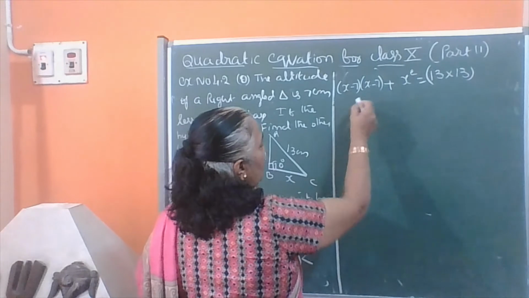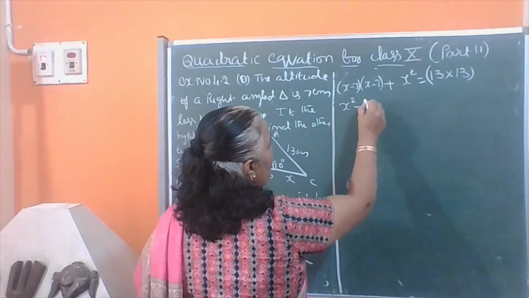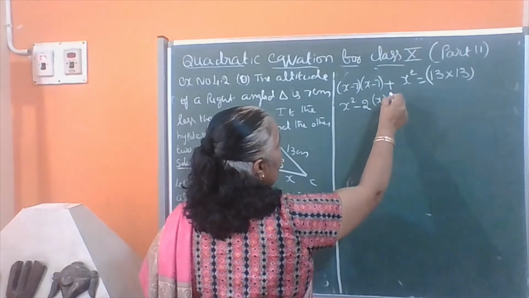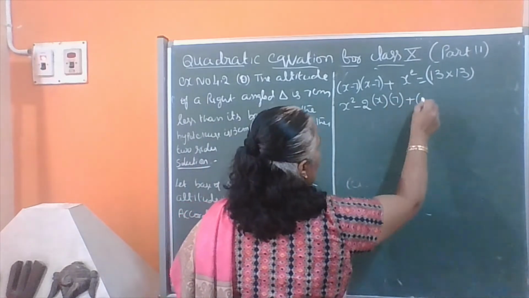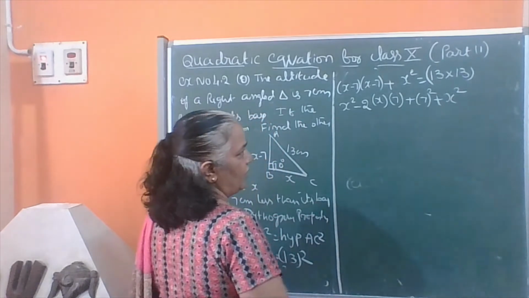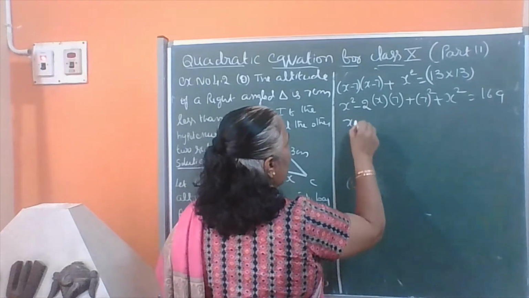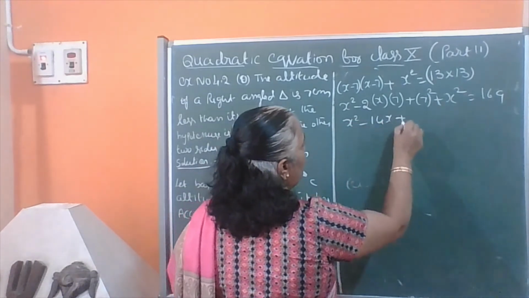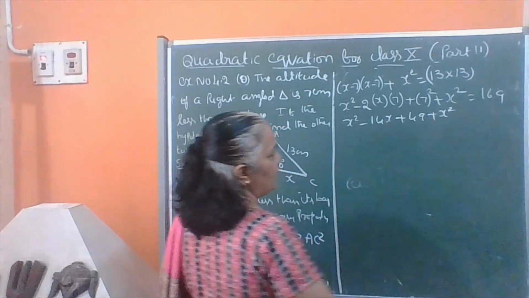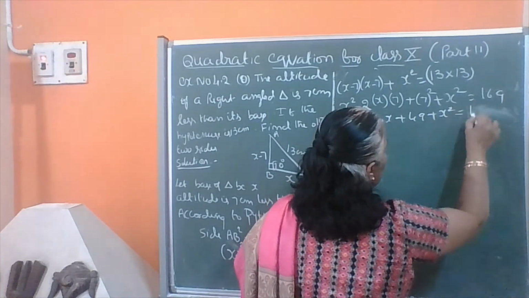Now if you use the formula a minus b whole square, a square minus 2ab plus b square, where a is x and b is 7, we get x square minus 14x plus 49 plus x square, and 13 into 13 is 169. I'll send this to the other side, and you will get 169 is equal to 169.